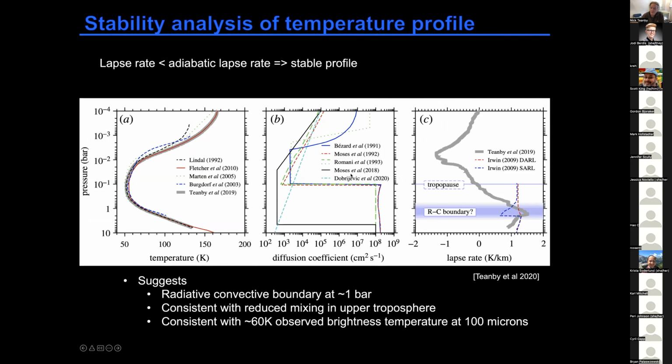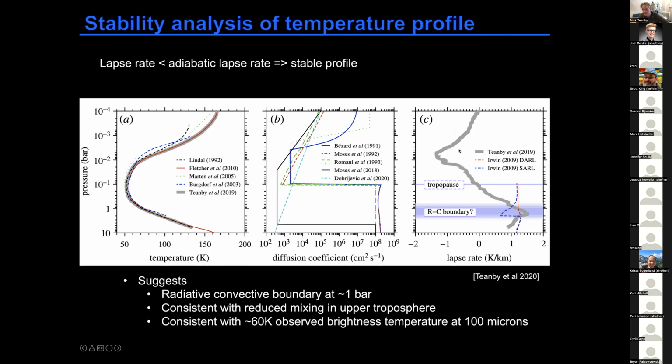So you can look at a temperature profile. The temperature profile is not massively well constrained. We do have this one, with an ingress and egress on the Voyager radio occultation and a few other bits of info. So we don't know that temperature profile massively well, but if we plot the lapse rate in this panel C here, we can use some basic atmospheric theory where if the lapse rate is less than the adiabatic lapse rate, then that indicates the profile should be slightly more stable.